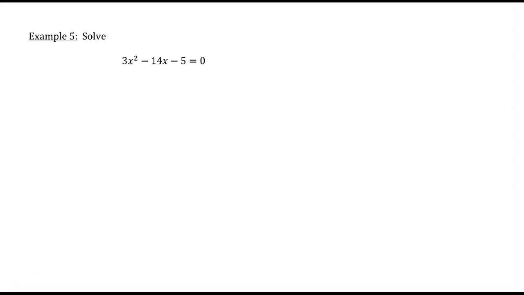Here in example 5, we again have a quadratic equation in standard form, but this time we don't have a greatest common factor other than 1. So we'll try to factor this quadratic expression as is. Let's factor by grouping. In order to factor by grouping, we're looking for two integers that have a product of a times c, which in this case is 3 times negative 5, or negative 15. They also need to have a sum of b, which in our case is negative 14.